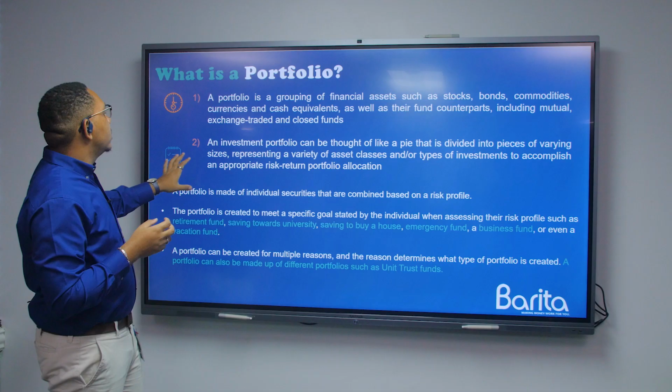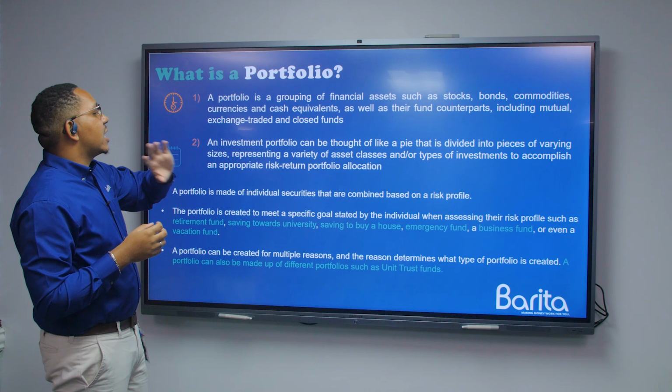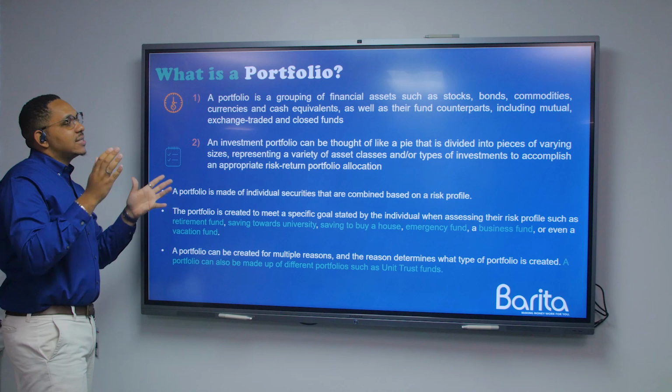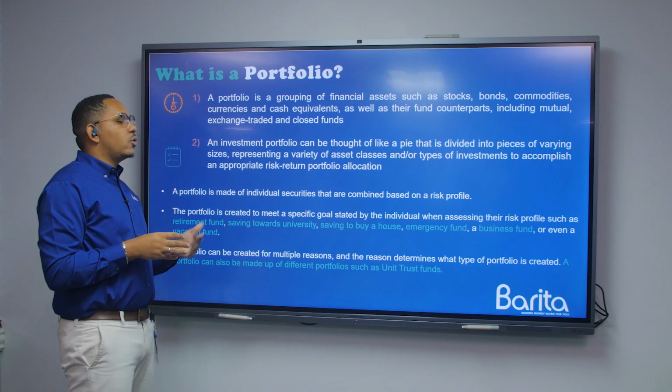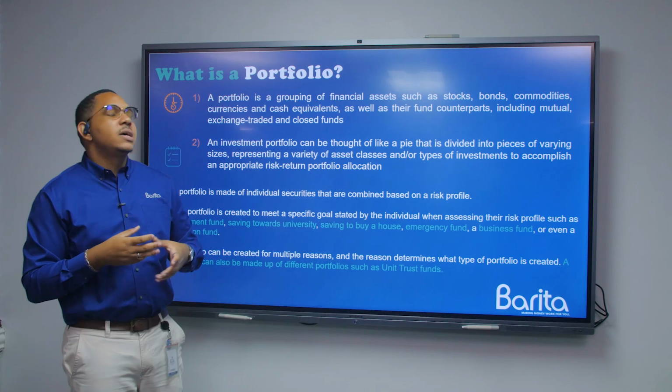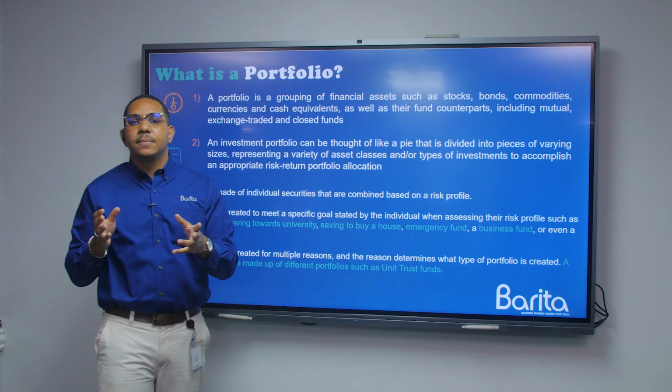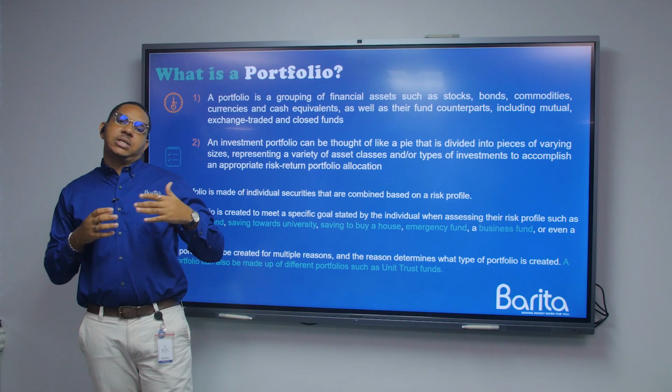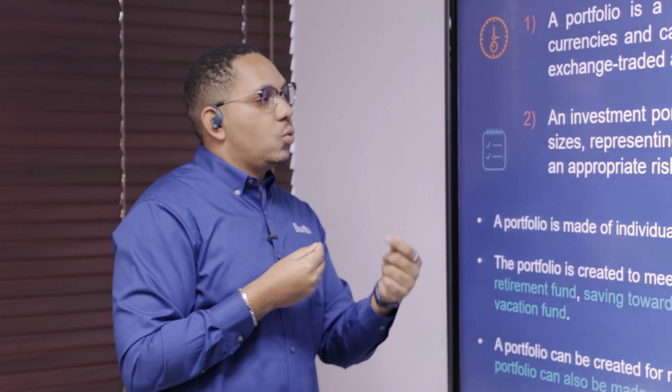Now, an investment portfolio can be thought of like a pie that is divided into pieces of varying sizes representing a variety of asset classes and or types of investments that accomplish an appropriate risk return portfolio allocation. What is this long gibberish saying? Your risk profile is developed in a way to have a targeted return. Now, if you're a balanced portfolio, you may be expecting a return anywhere in the range of, let's say, 5 to 10, theoretically. If you're conservative, maybe expect anywhere between 1 to 5. If you're aggressive, maybe seek anywhere between 10 to 15. So your risk profile is created in a way that allows you to have a particular risk-adjusted return.